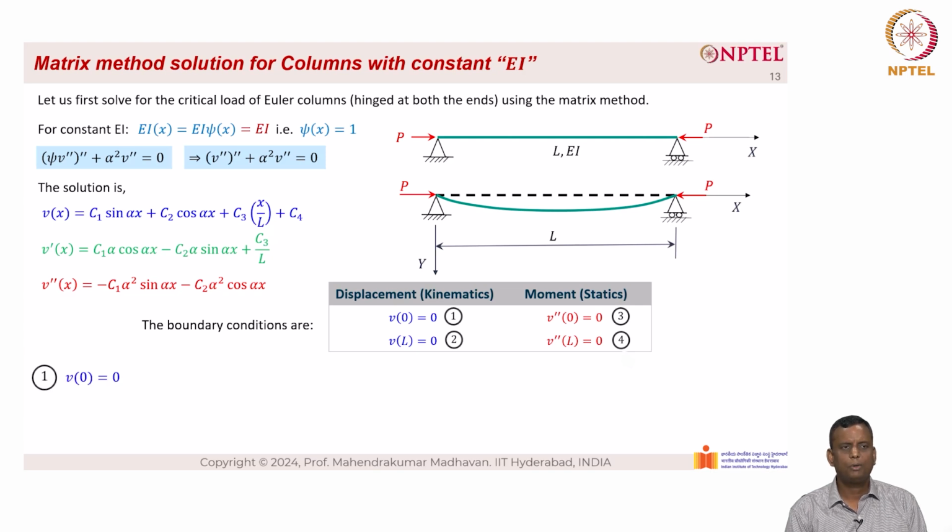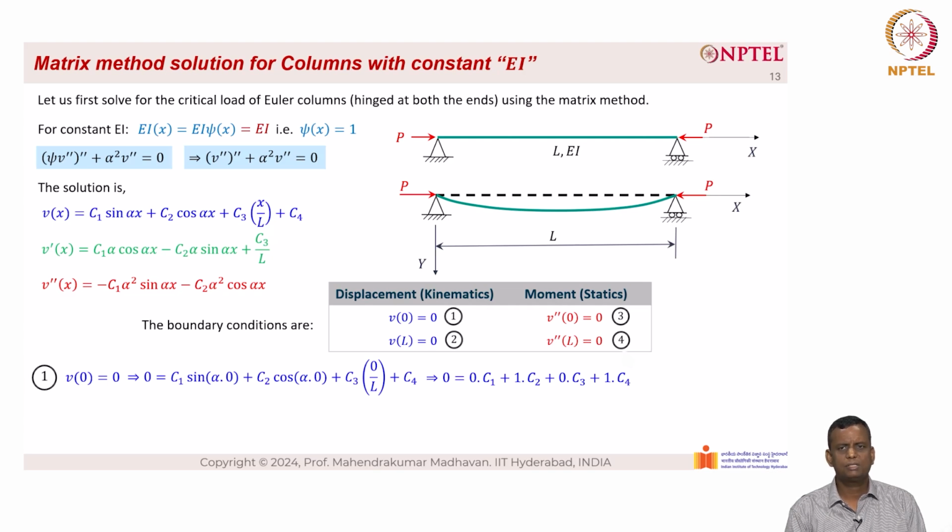So when we apply the boundary condition 1, v of 0 equal to 0, we have 0 equal to c1 into sin alpha of 0 plus c2 into cos alpha of 0 plus c3 into 0 by L plus c4, which gives rise to the equation 0 equal to 0 into c1 plus 1 into c2 plus 0 into c3 plus 1 into c4. The values sin of 0 becomes 0 and hence you get the constants 0 into c1 and the other constant 0 into c3.